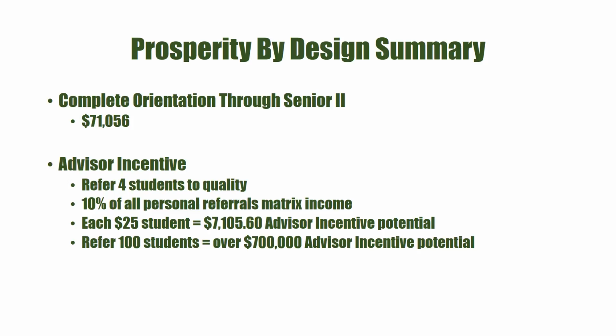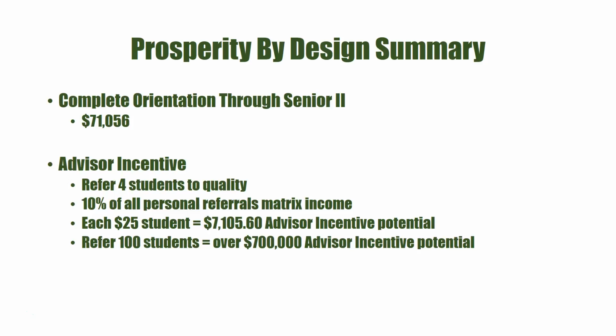So now let's kind of summarize here. So you have joined Prosperity by Design. You came in at the orientation level, which is only $25. You advanced at whatever pace you felt most comfortable with. Hopefully you were able to do that very quickly and got into the Senior 2 class. You have completely filled. You've built a team of 39 people, and you have advanced those 39 people through those 9 matrices with you. And when you do that, you're going to earn back $71,056.